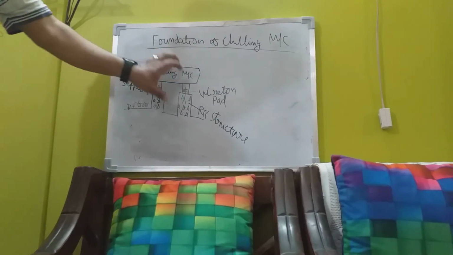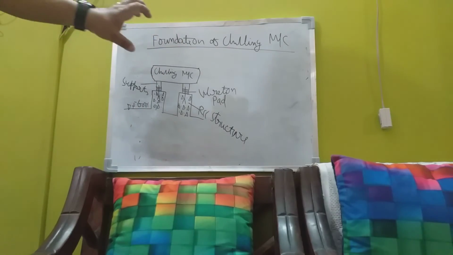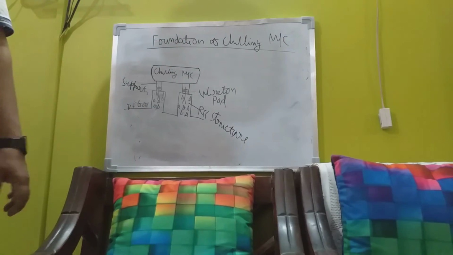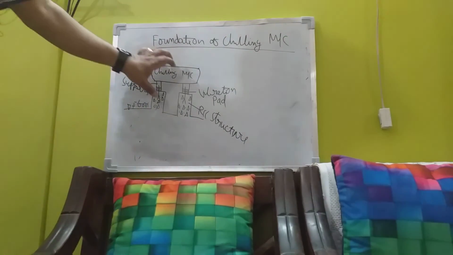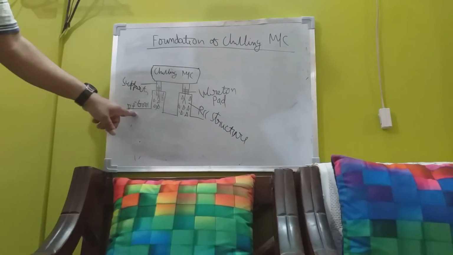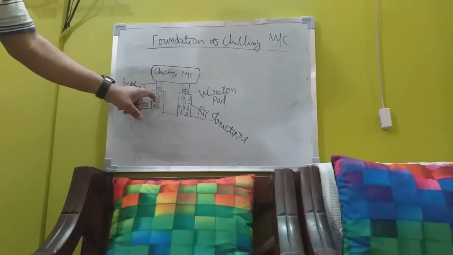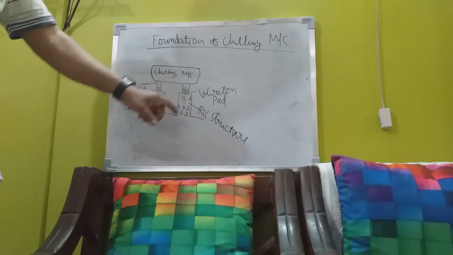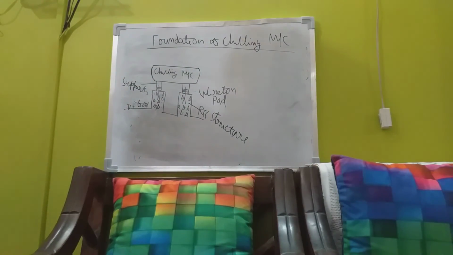The chilling machine is generally placed on such a solid foundation in the structure. This is general cement concrete floor, but this is reinforced cement concrete. There is a difference between cement concrete and reinforced cement concrete. A civil engineer understands that. The RCC structure is much stronger as compared to simple cement concrete.